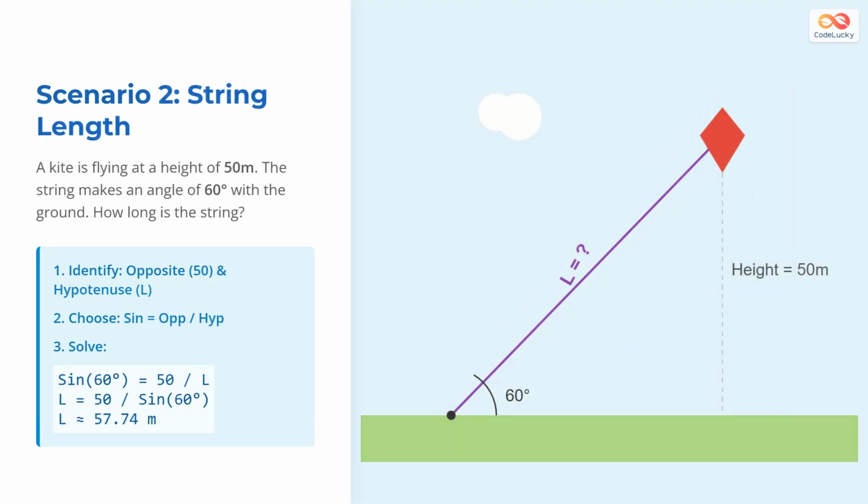In this second scenario, imagine flying a kite at a height of 50 meters with an angle of 60 degrees. We need to find the string length. Here, we know the opposite side and need the hypotenuse. This calls for the sine ratio. Dividing 50 by the sine of 60 degrees tells us the string length is approximately 57.74 meters.